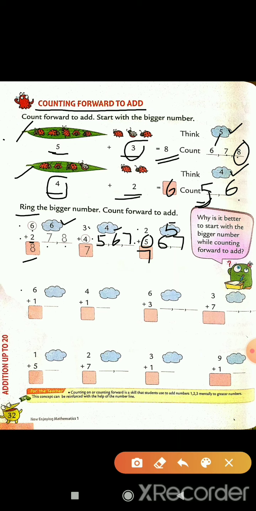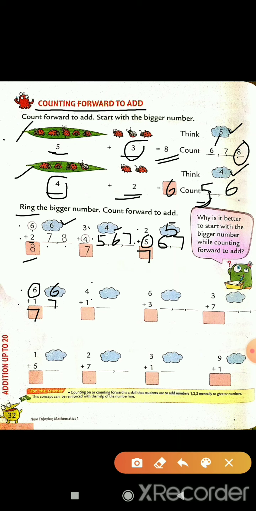Then next, 6 plus 1, which is the bigger number here? 6. So circle that and write here 6. And 1 is added. What comes after 6? 7. So 6 plus 1 is equals to 7. Students, do you remember, whenever 1 is added to any number, the answer will be the number after.